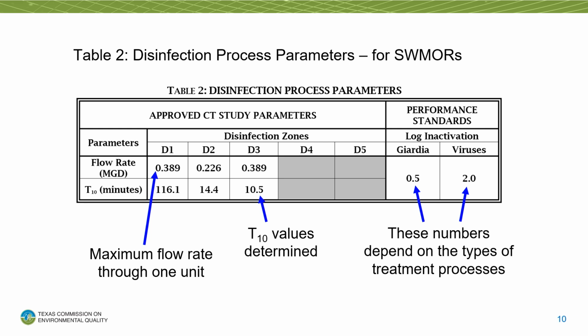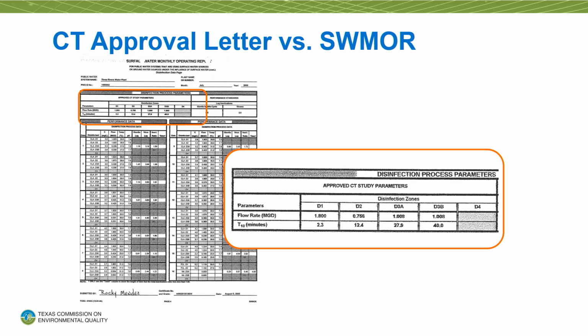So if you update anything in your surface water plant, make sure that you submit a revised CT study, you get an approval letter back from us with your updated parameters like we talked about. I'll just go back to the slide to show y'all this table. So it's gonna have your flow rate and your T10, and that goes right there. So you don't wanna be doing an SWMOR with changed parameters, because if your records don't match our records for the most recent approved TCEQ CT study, that's gonna be a problem.